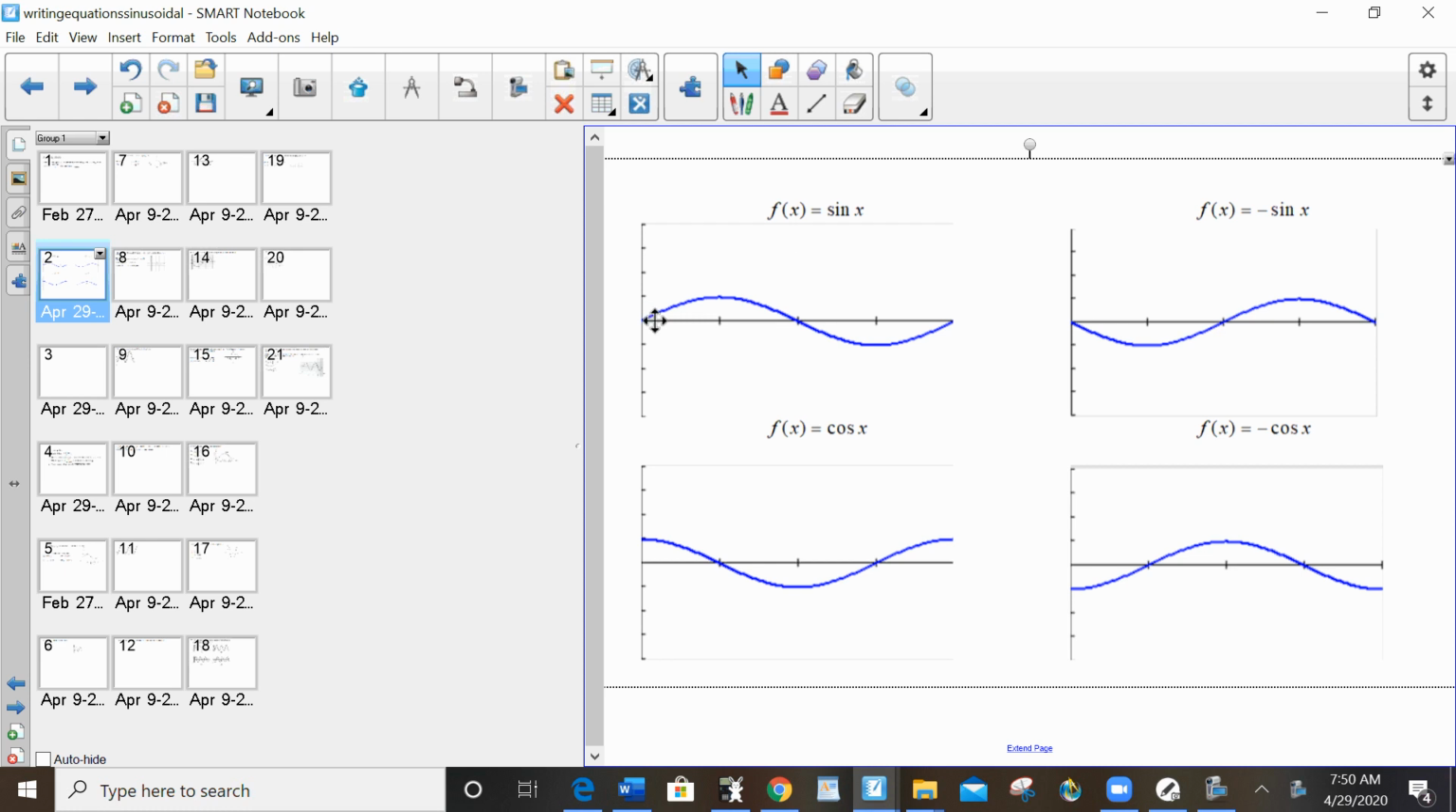Positive sine starts at the midline, goes up. Negative sine starts at the midline, goes down. Positive cosine starts at the max. Negative cosine starts at the min. Hopefully at this point you're comfortable with those waves.